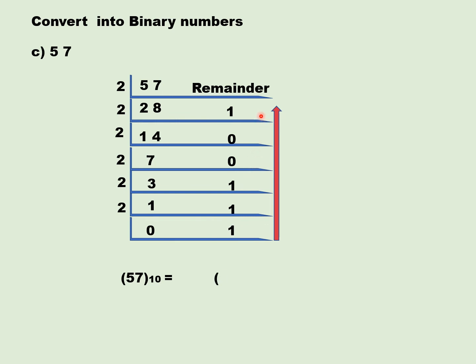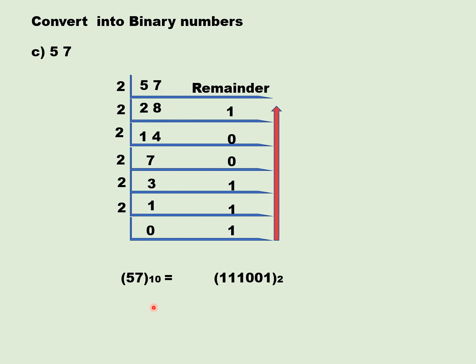Means your answer will be 1 1 1 0 0 1 to the base 2. Now this one is equivalent to 57 in decimal system. This is computer's 57. This is our 57. That's the difference. Now I think I have explained this to you by taking 3 examples.